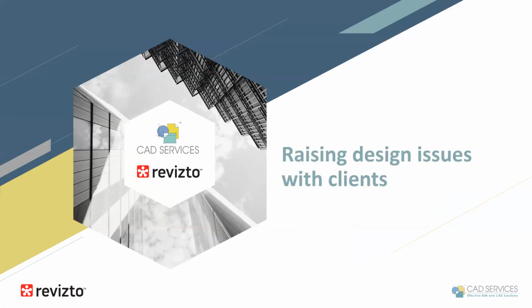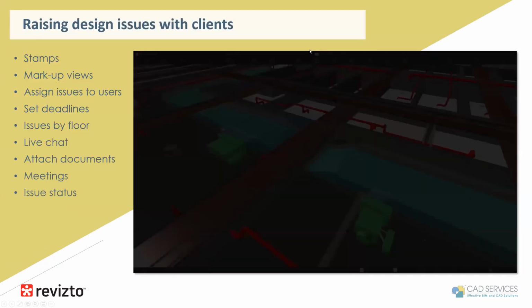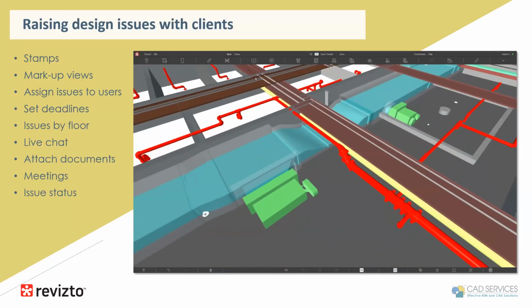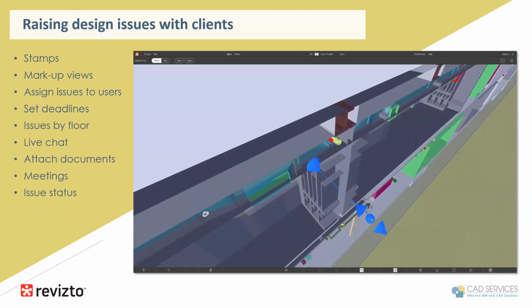No design is ever perfect, and it's important for us to capture any issues that may arise and communicate that efficiently with our client and the design team. When our team are modeling and reviewing the design information, any problems they have are recorded using Revizto's issue tracker.